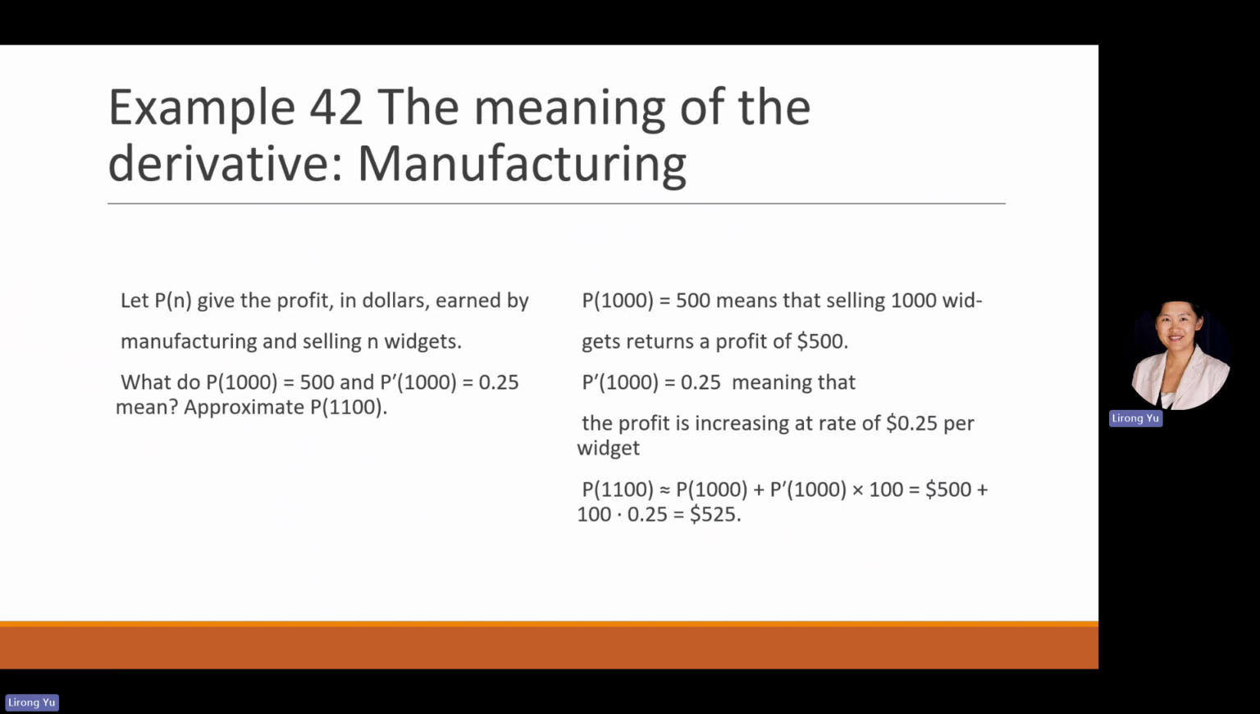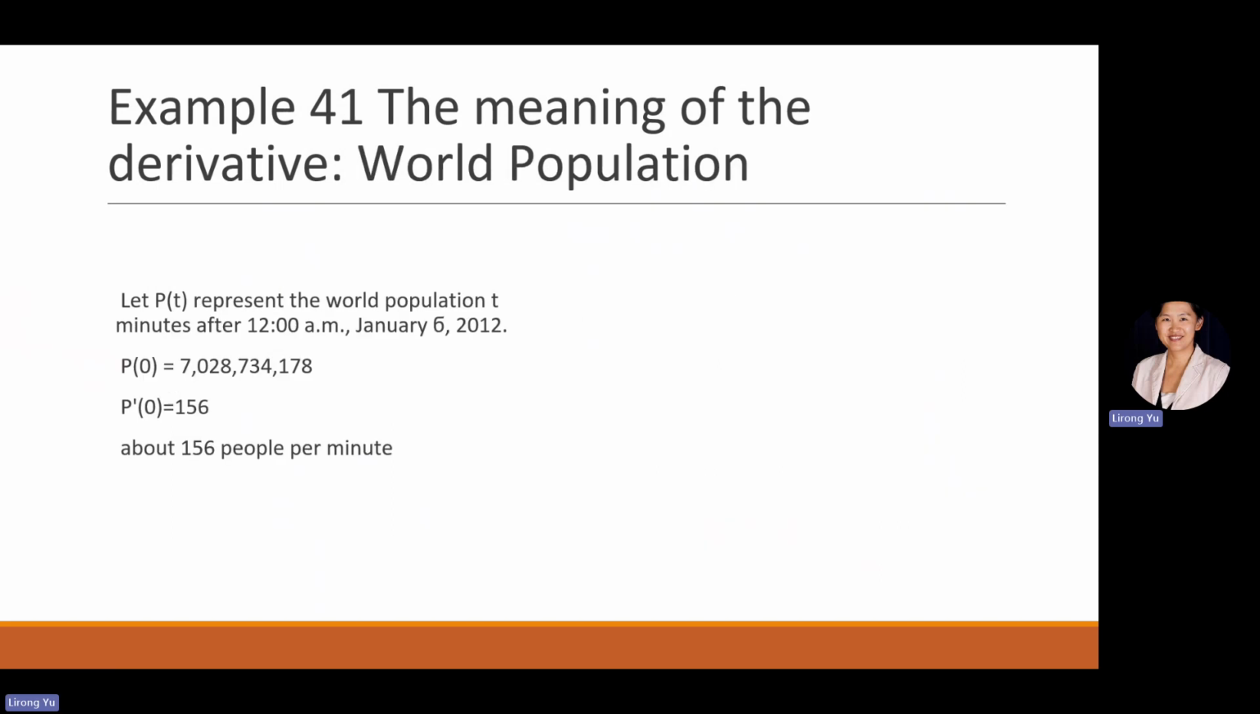So another benefit of using the derivative is it gives you an approximation of what's going on. The first example is, according to this estimation, at this moment, every minute there are 156 people born, which means 1 minute later, the population is going to be this number plus 156. So the derivative as a rate of change allows us to calculate what's going on moving forward here. One of the benefits of knowing rate of change is being able to predict.